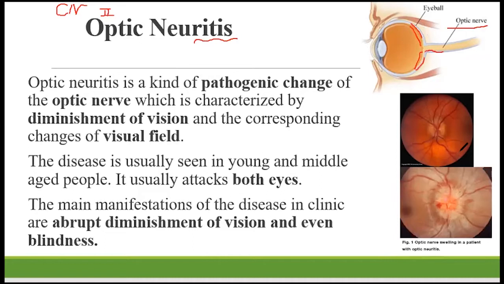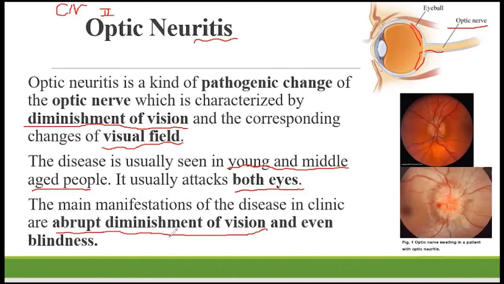When they get inflammation, it mainly changes decreased vision for the patient. Sometimes they will have changes in the vision field. This illness usually happens in young people and middle-aged people, and usually attacks both eyes. So we can think about the optic nerves in there. If they get inflammation, that will be a very severe condition. Vision could suddenly decrease, or it can even cause blindness. That's possible.